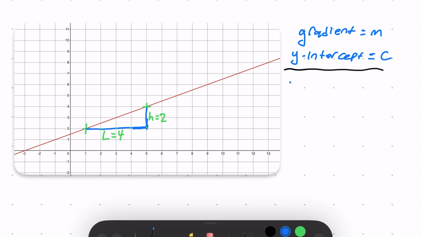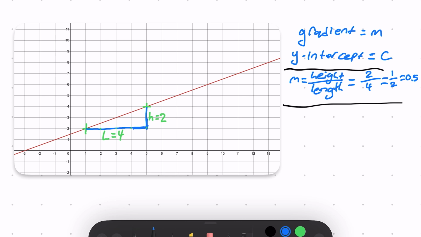Once again, M equals height divided by length. It's always height divided by length. Our height is 2 and our length is 4. And if you put this in your calculator, you'll either get 1 on 2 or you'll get 0.5.